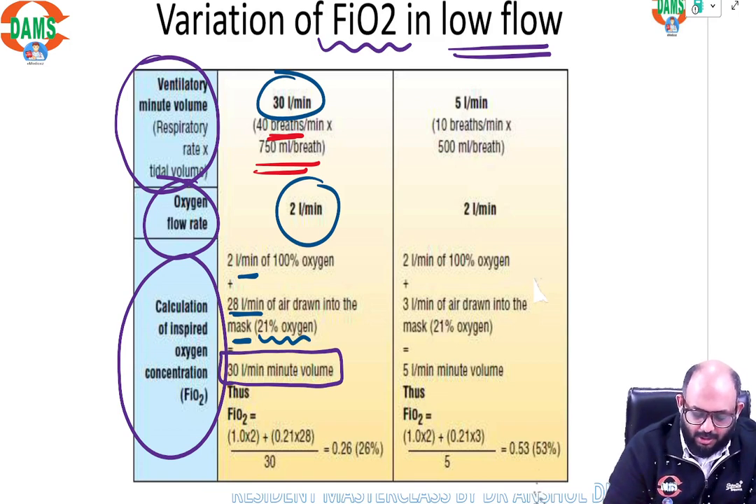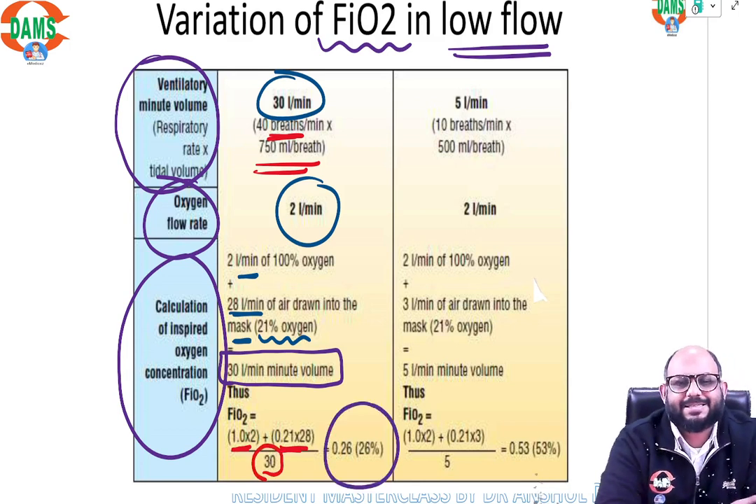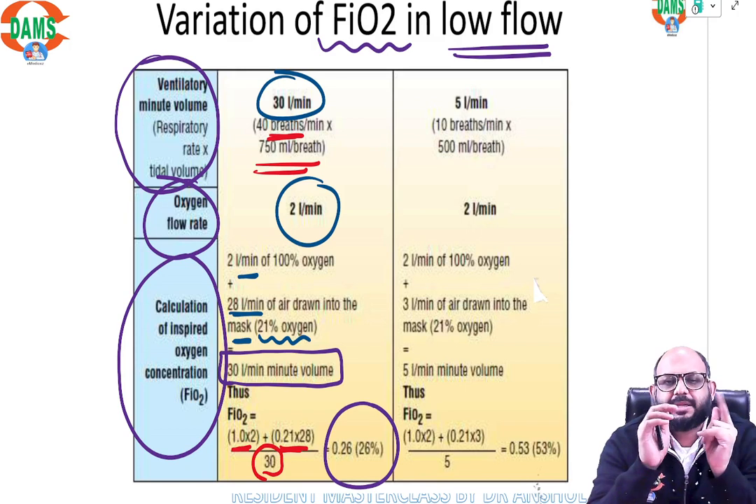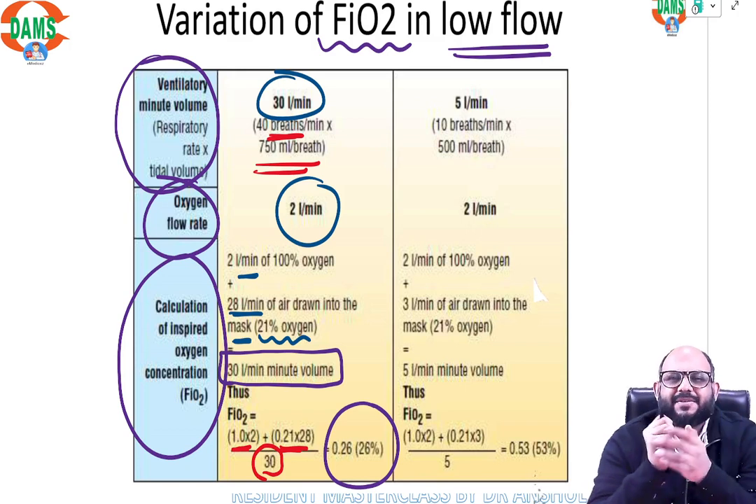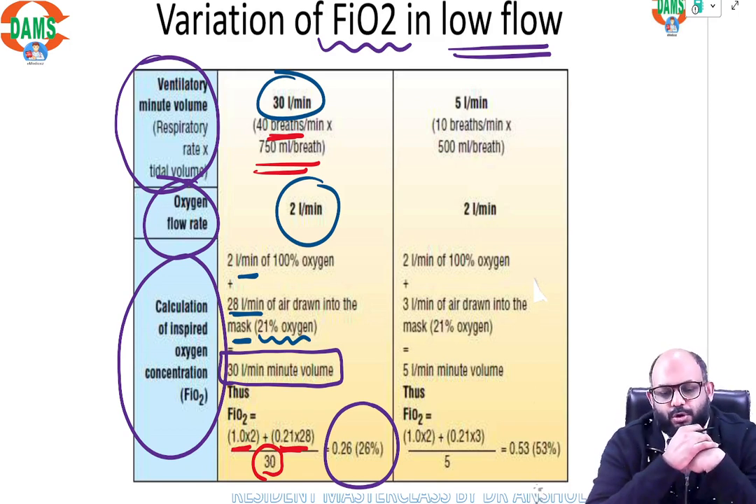So FiO2 is 2 liters times 1, plus 0.21 times 28 liters, divided by 30, that is the total volume. What did it come to? 26%. So you were giving 2 liters per minute to a patient who is breathing at 40 breaths per minute with a 750 ml tidal volume, and he will receive 26% oxygen. That is only 5% above what you normally breathe.